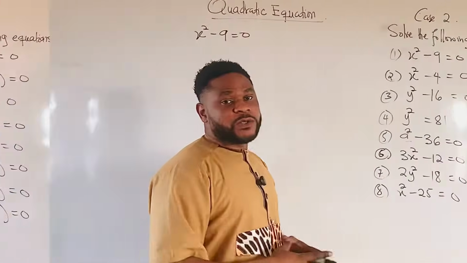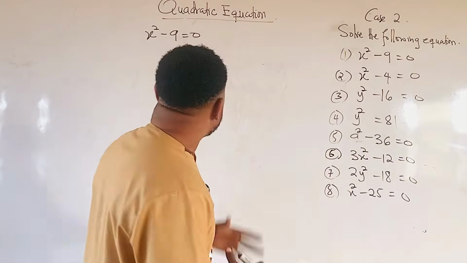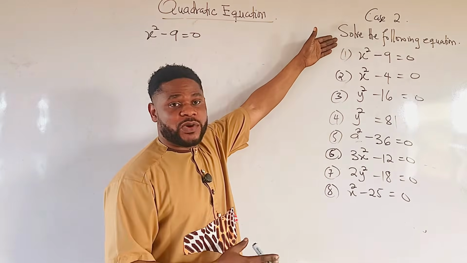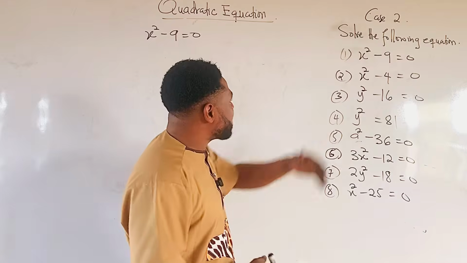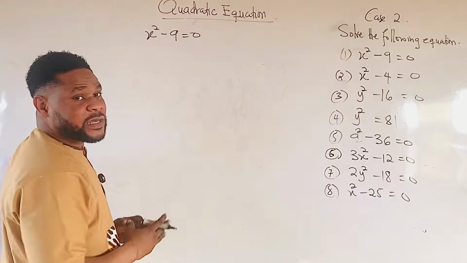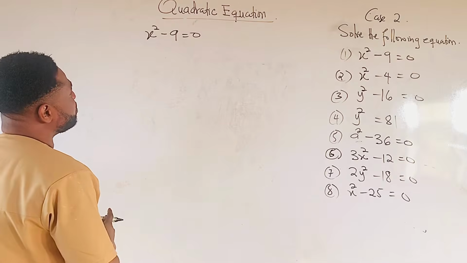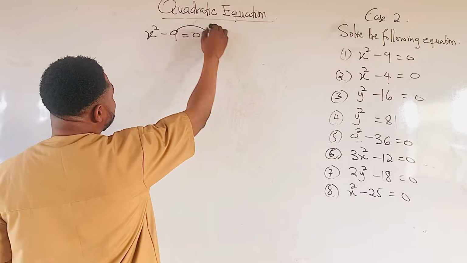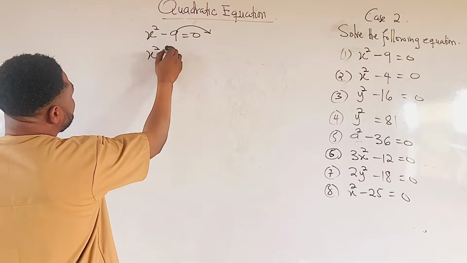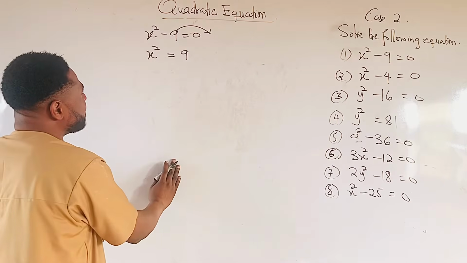We want to look at case 2 of our topic quadratic equation, where we have been asked to solve the following equation. Now let us look at question number 1. For question number 1, we are looking for x. And the first approach we are going to use is by sending our negative 9 to the right hand side of the equation. And we are going to have x squared equal to positive 9.